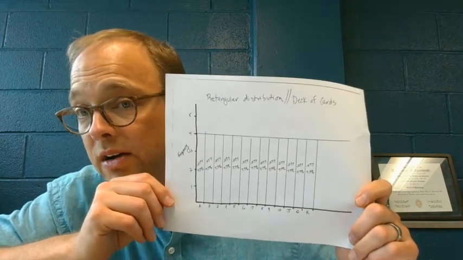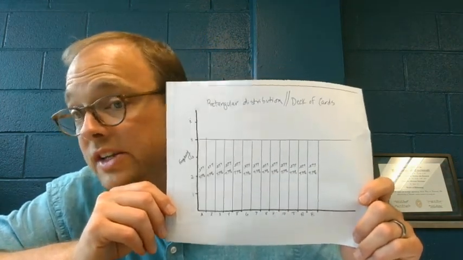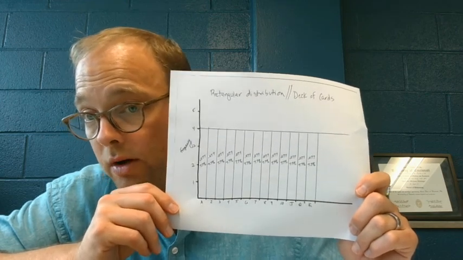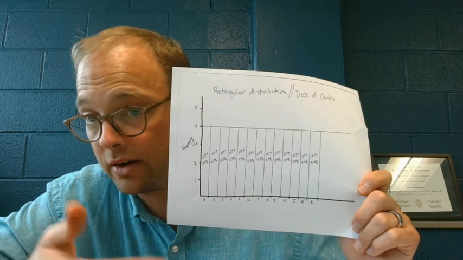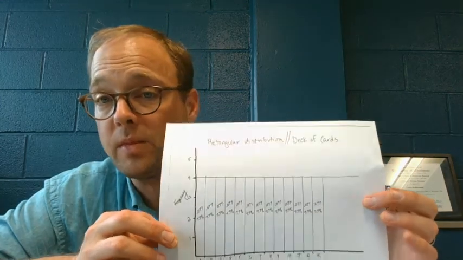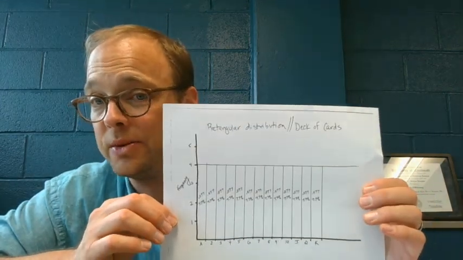So in an honest deck of cards, there are 52 cards, and there are 13 different types of cards, and there are 4 of each type. So there are 4 aces, 4 twos, 4 threes, 4 fours, 4 jacks, 4 queens, and 4 kings, etc. So this is an example of a rectangular distribution.